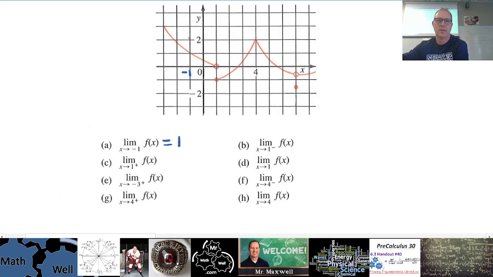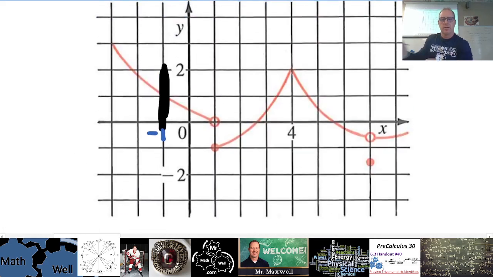Everybody see that? So you block out this part right here, and you look at the graph on either side of the block out there. If the graph is centering in towards the same y value right here, which it is, then that's your limit. That's your two-sided limit.